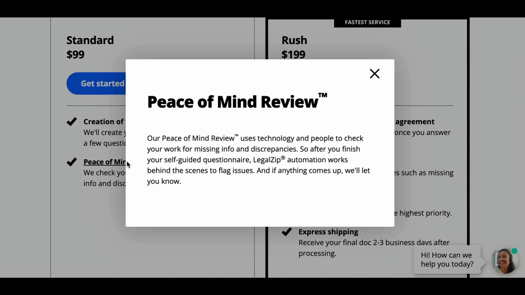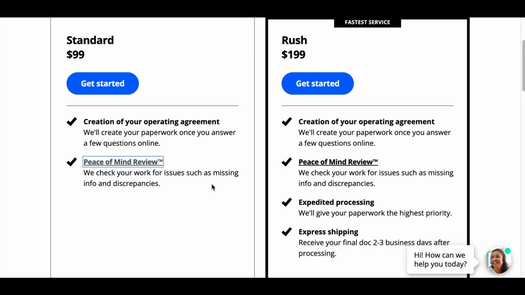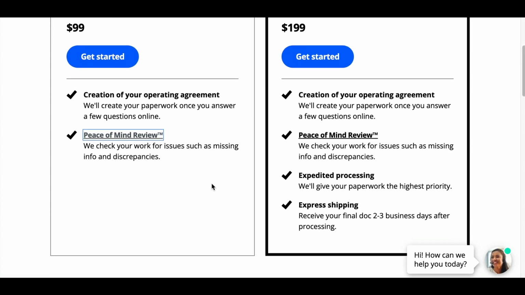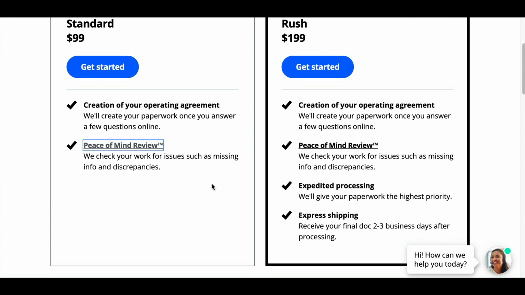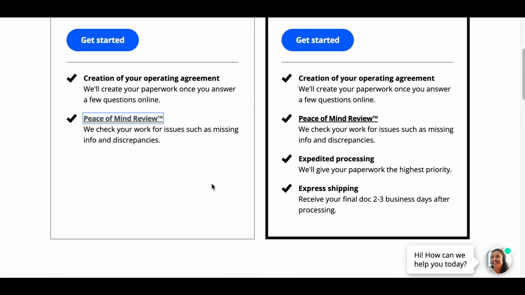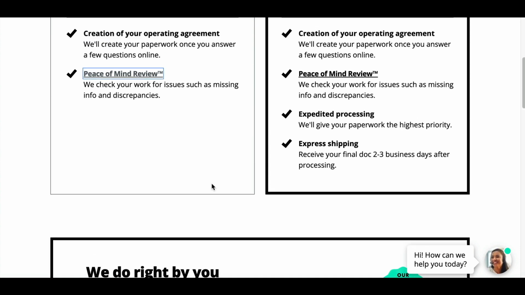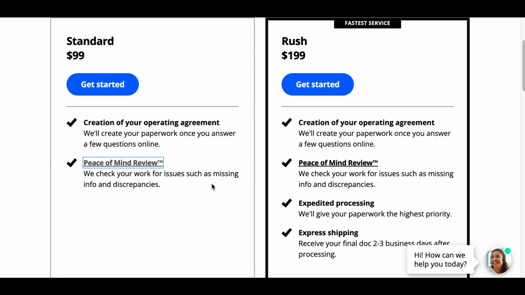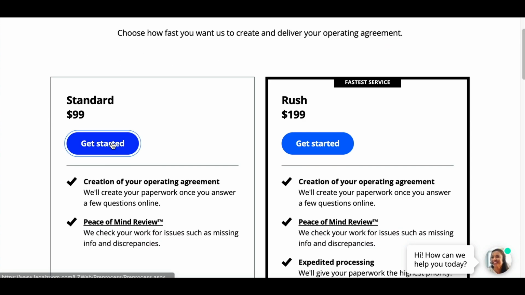Standard is $99, creation of the operating agreement, peace of mind review, which is what? That is, it uses technology and people to check your work for missing info and discrepancies. It doesn't say it uses lawyers, just people. I don't know what that means. Or you can have rush, where you get it in 2 to 3 business days after expedited processing, which is still not actually that fast, considering this is a person actually writing this, or is it just a template?